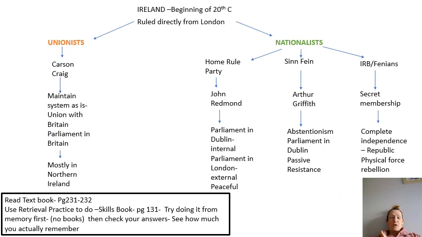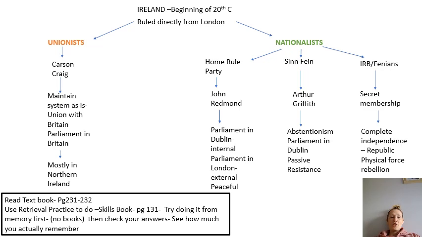Once you have your word explorations done, you're going to move on and look at what the situation actually was in Ireland at the beginning of the 20th century. Essentially, Ireland was being ruled directly from London. We had no say in anything to do with our finances, our taxes, or how we ran our country. And the political landscape of the country looked very much like this slide here.